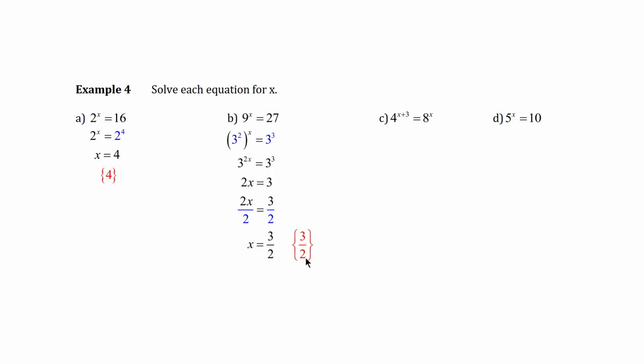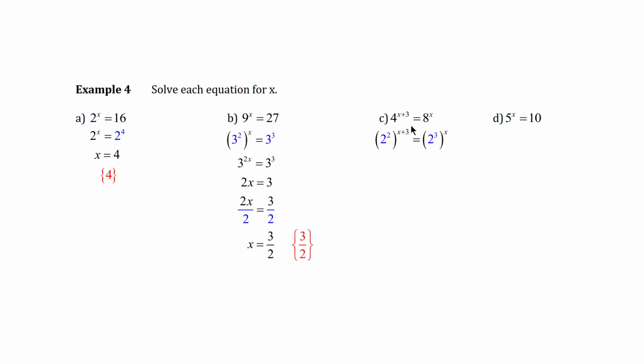Moving on to part C, we have 4 to the x plus 3 power equals 8 to the x power. Since we can't rewrite 8 as an exponent with a base of 4, we're going to need to rewrite 4 as an exponent. This would be 2 squared.